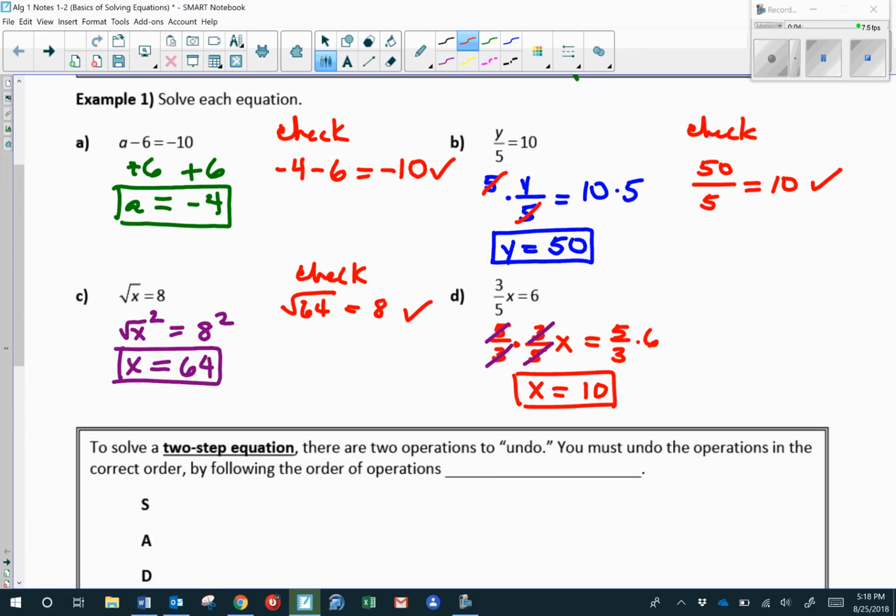We can check the result by replacing the x with 10 in the original equation. So 3/5 times 10 is 6. Again, I'm going to use mental math to do 3/5 times 10. 10 divided by 5, which would be 1/5 of 10, is 2. So 3/5 is 3 2s, or 6. So our solution checks.